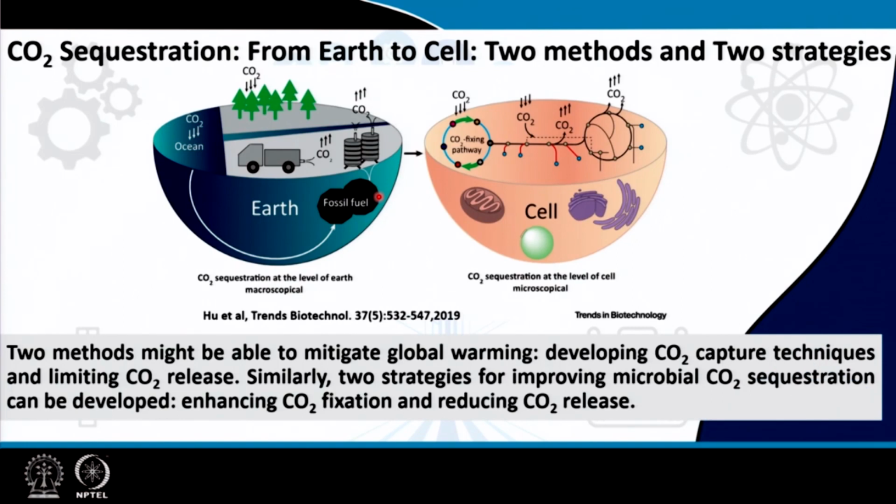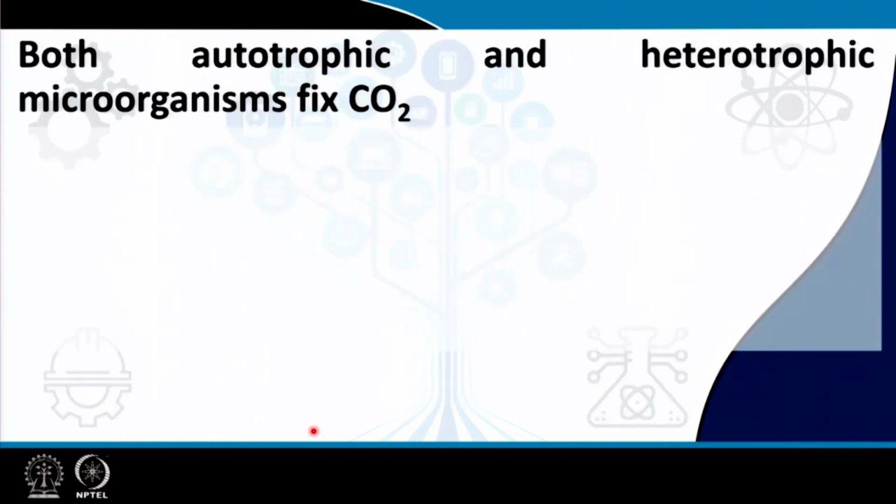So, there are two methods and two strategies. What are these methods and strategies? The two methods might be to reduce the emission, and to convert the carbon dioxide into valuable products. These two methods might be able to mitigate global warming: developing CO2 capture technology and limiting CO2 release. And the strategies would be improving microbial CO2 sequestration, enhancing CO2 fixation and reducing CO2 release.